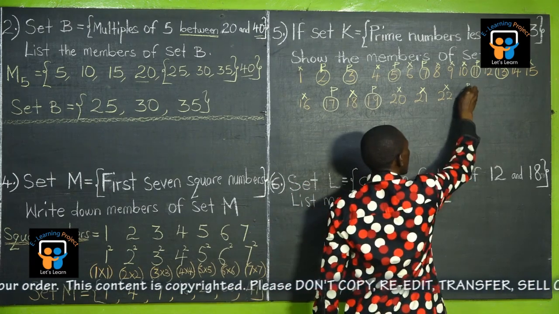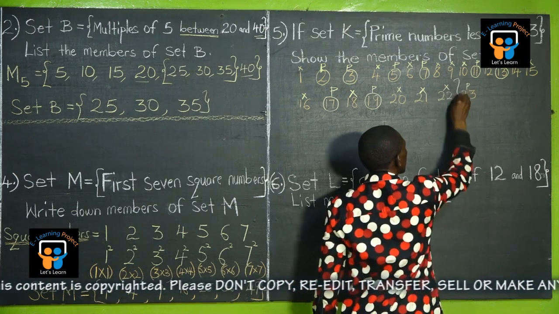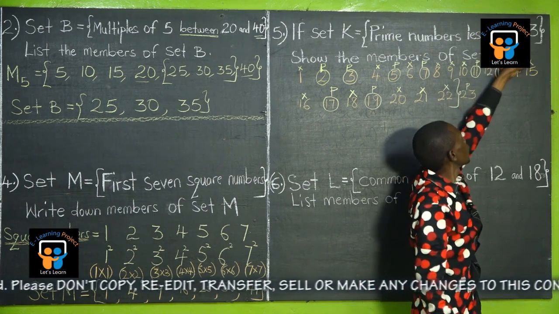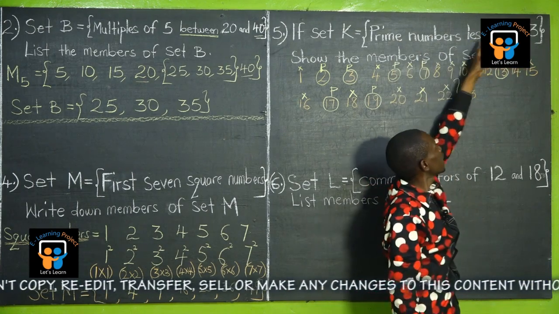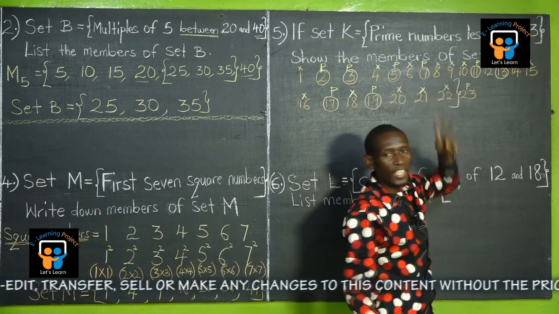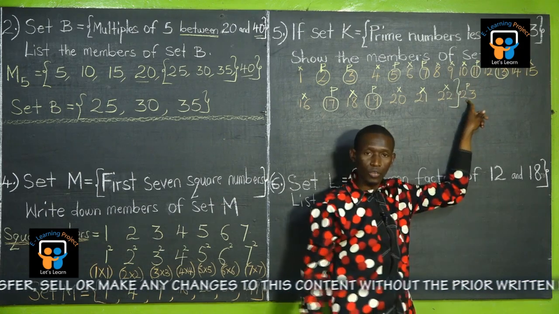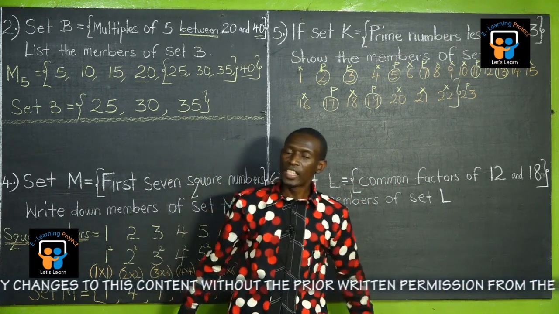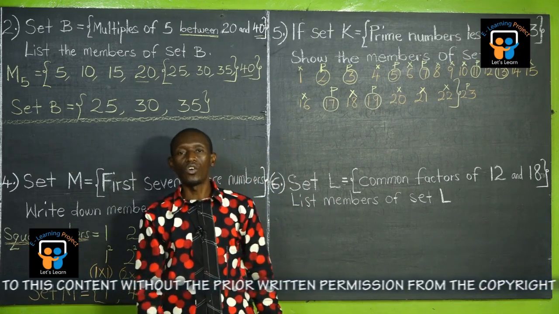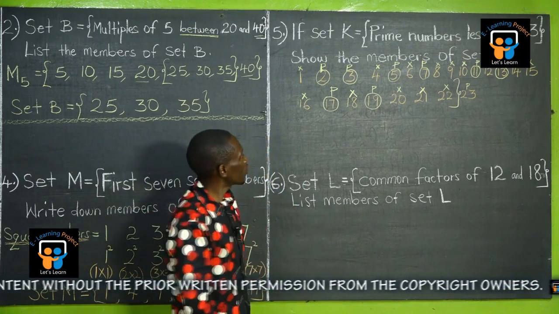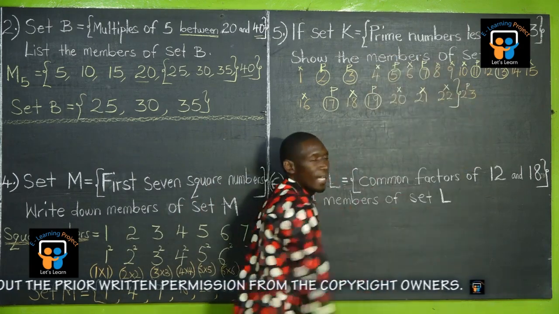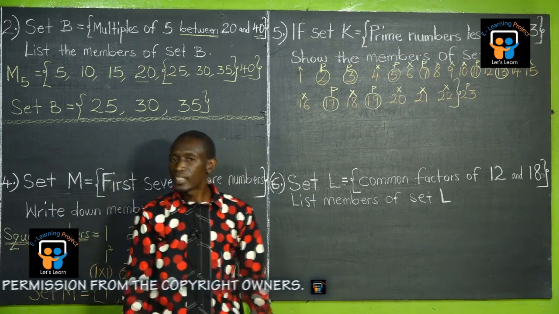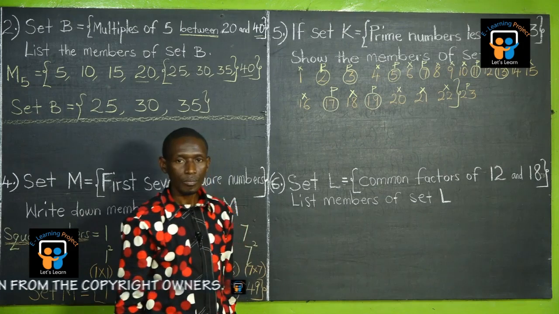This one is prime, only that it is left out, because they are telling us less than 23. Prime numbers less than 23. Because we are saying less than 23, we are not going to include this 23. What are we looking at? We are looking at listing elements of a described set. They have described set K as prime numbers less than 23. Then show those prime numbers that are less than 23.